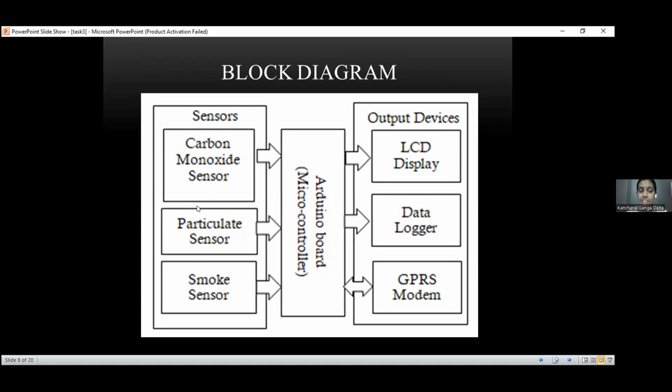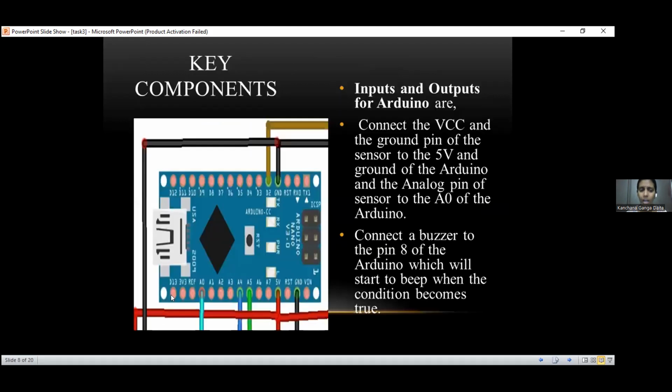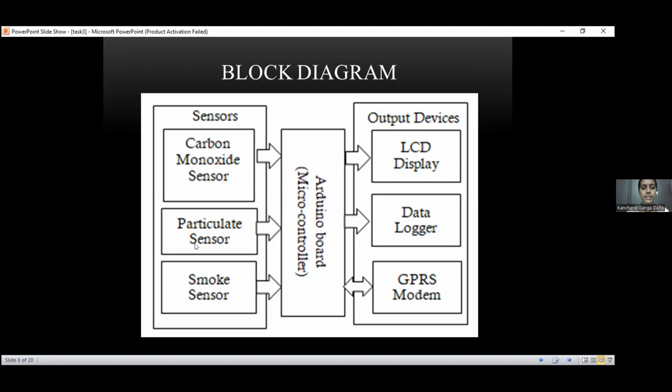It receives different kinds of air pollutants and sends the information to the microcontroller or an Arduino board. And after the computation of all these observed values from the sensor, the output devices can give us an LCD display, data logger, or GPS modem. Any of the output devices can give us the exact output.